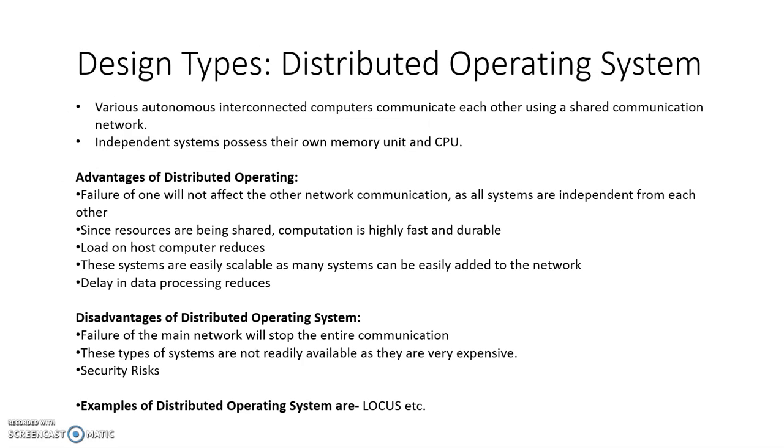Now the next is the distributed operating system. In a distributed operating system, various autonomous interconnected computers communicate with each other using a shared communication network. A distributed system possesses its own memory unit and CPU. Various systems house bits and pieces of this operating system. They all then come together and share their resources. That's how this works.